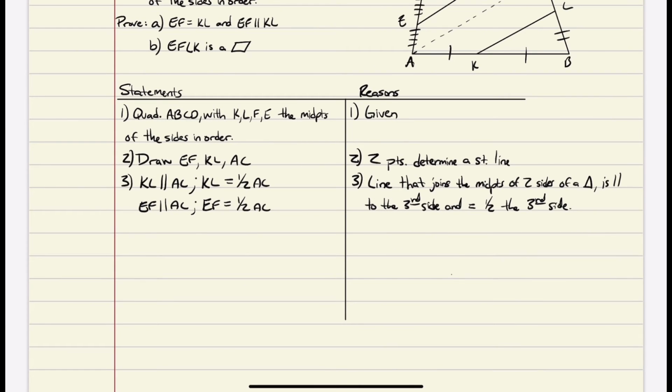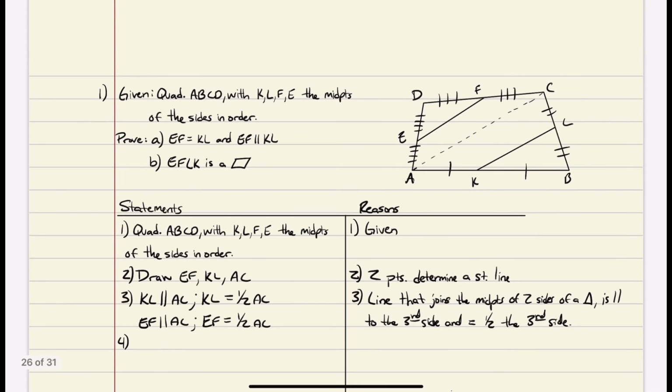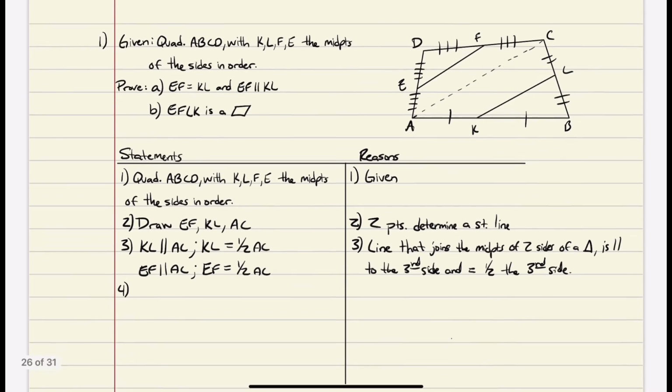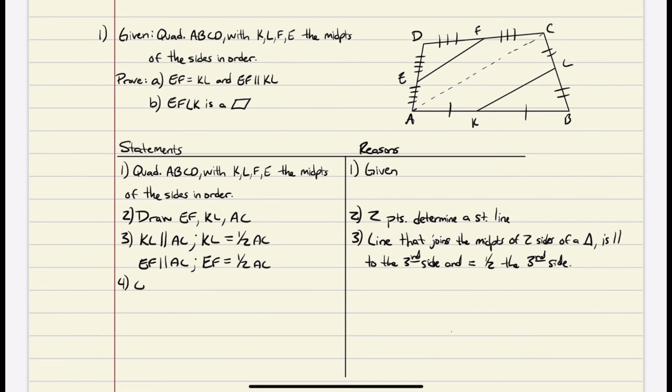So now that we have that EF and KL are both parallel to the same line and that they are both equal to 1/2 of the same line, we can make some pretty common sense statements. We can say that EF equals KL by substitution. Since they both equal 1/2 of AC, then they would obviously equal each other. If 1/2 AC equals 1/2 AC, then KL equals EF.